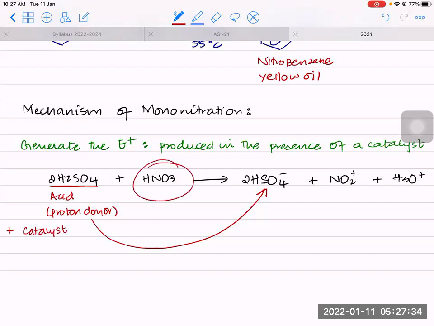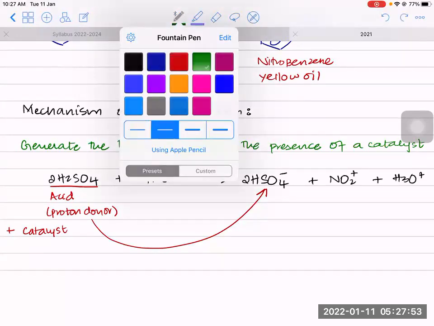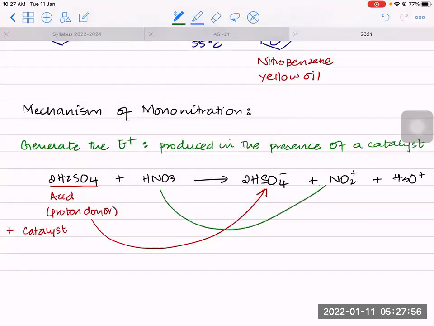If you look at HNO3, technically that is also an acid. But HNO3 is releasing the OH. If I remove H and O from this, we will be left with NO2. HNO3 releases the OH and becomes NO2 plus. So if this releases the OH, this would be the base. It releases the OH and makes the electrophile, that is NO2 plus.